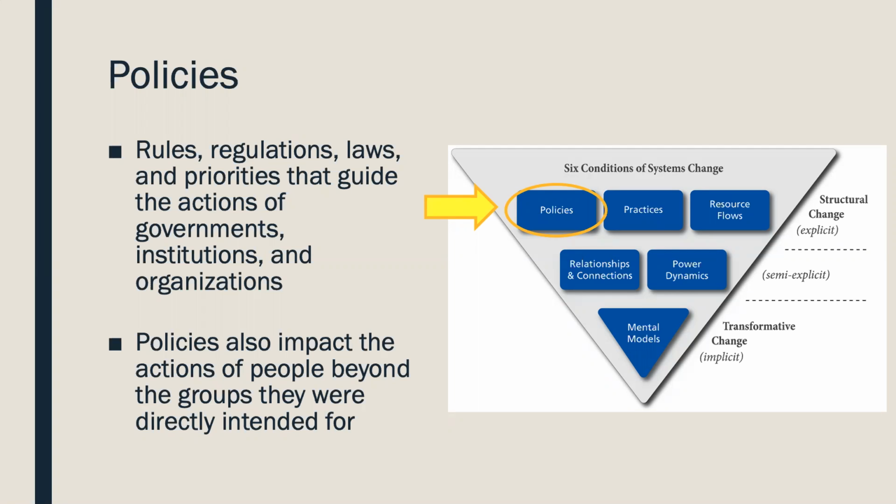The first condition is policies. Policies are rules, regulations, laws, and priorities that guide the actions of the government, institutions, and organizations. Be aware that policies also impact the actions of people beyond the groups they were directly intended for. Laws influence citizens of countries, but also other nations. Regulations within companies affect consumers, but also the economy as a whole. When you think of policies, think of the laws that govern nations or the rules that companies have their employees follow.